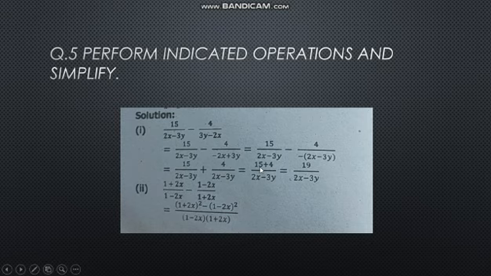So where does 15 plus 4 come from? When I divide 2x minus 3y by this 2x minus 3y, my answer will be 1, and 1 multiplied by 15 is 15. Again this is the same term, so I will divide these two terms and get the answer 1, and 1 multiplied by 4 is 4.